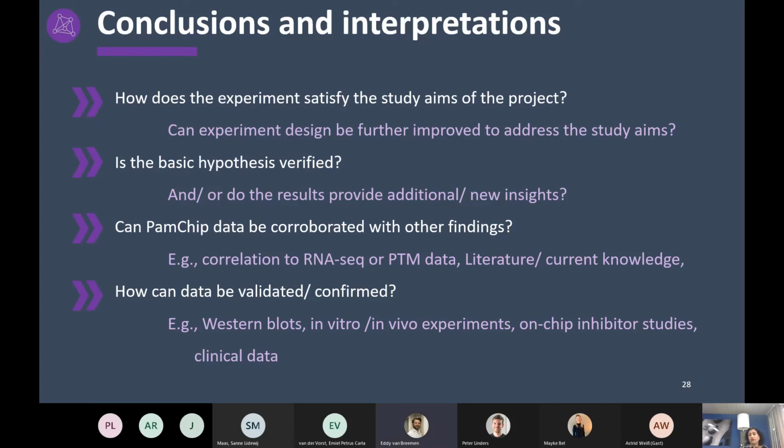So you do see certain kinases are activated. In the past, we have a lot of publications on our website where PAMChip data has been validated, for example, in Western blots or in vivo, in vitro experiments, by knockout experiments, inhibitor studies, and also clinical data sometimes has shown validation of a particular finding. There are many ways to do that, but it's important to at least discuss that in our conclusions, because the upstream kinase analysis is a hypothesis generator and we have to validate the data.